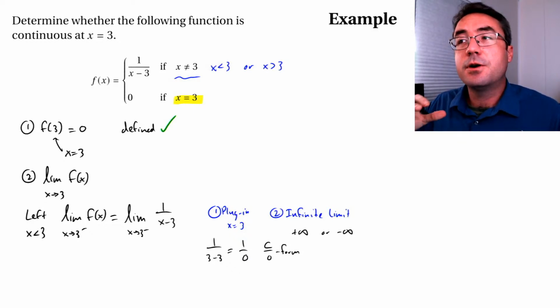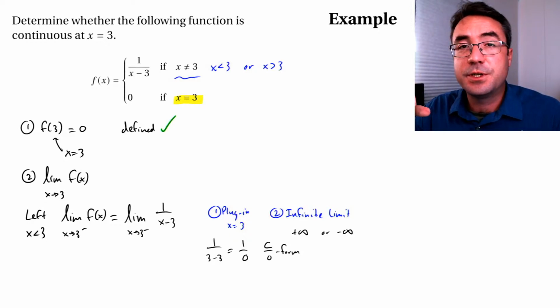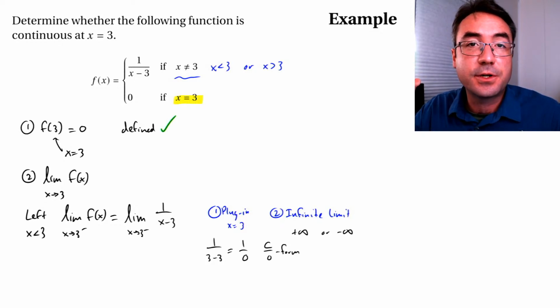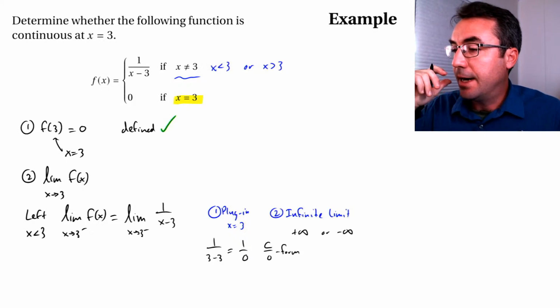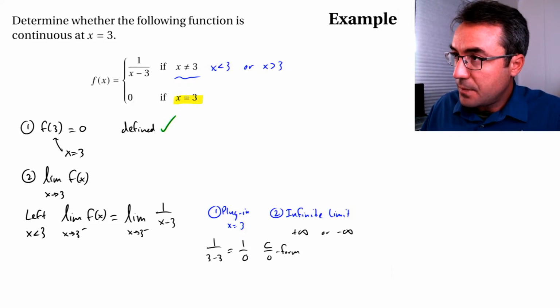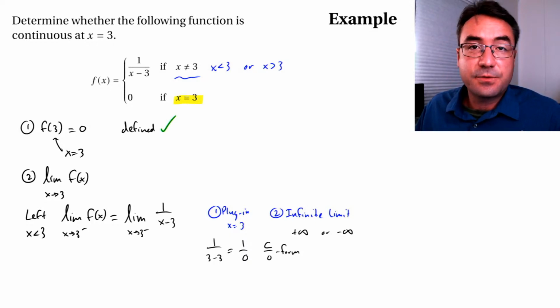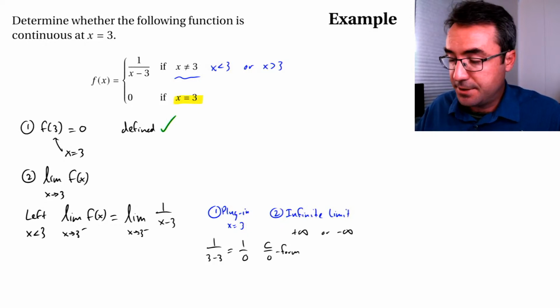So 0 over 0, that one's no good, indeterminate. But 1 over 0, that actually does tell us some information about what the function is doing. It's an infinite limit. So what do we do next for infinite limits? Well, we pick a little test number, plug it in, and see if we get a positive or a negative result.